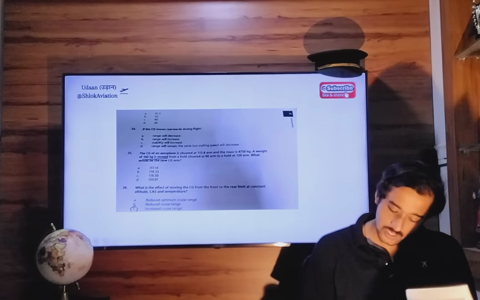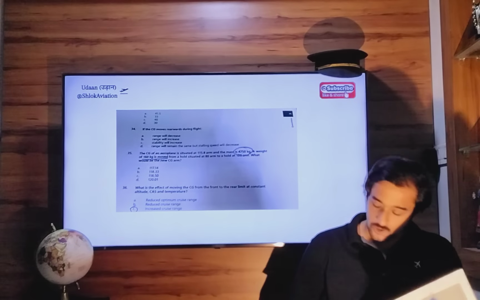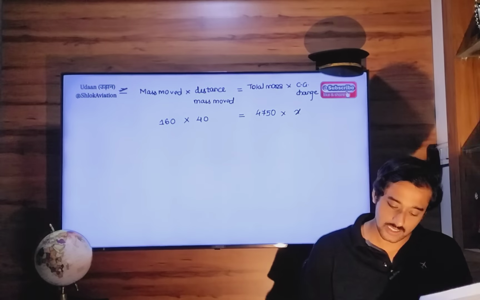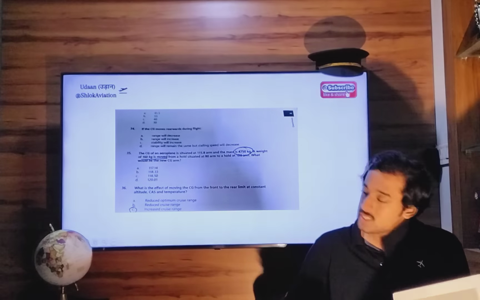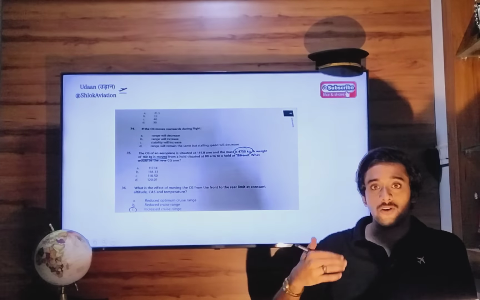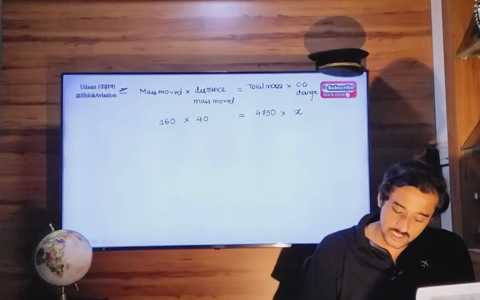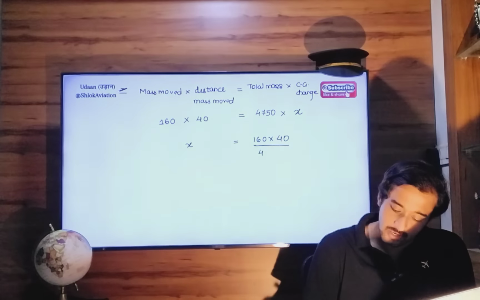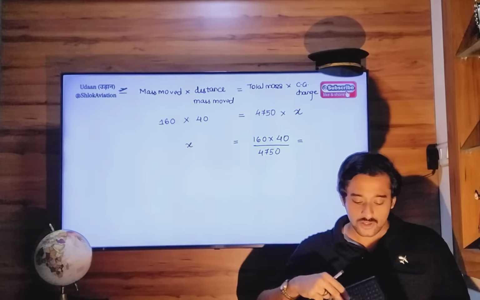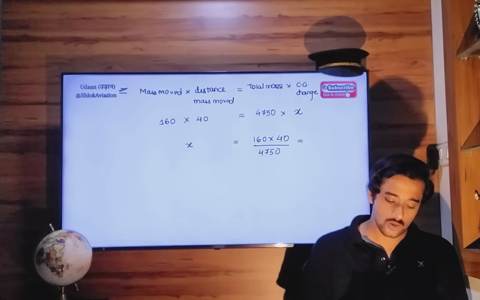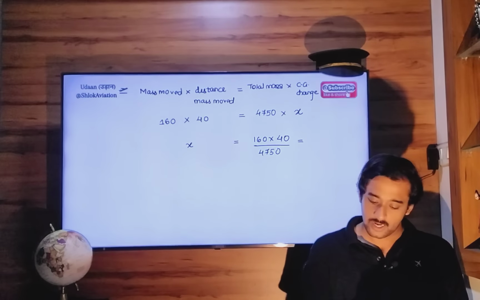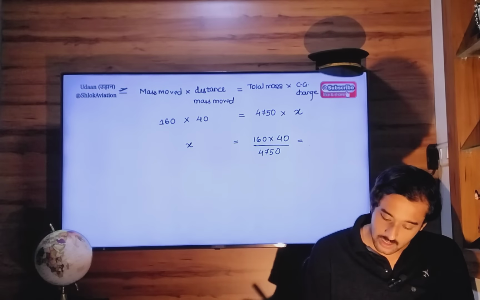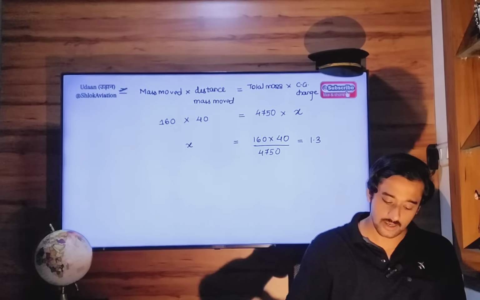Total mass of aircraft is 4750 multiplied by x, the CG change. Original CG is 115.8. We have to find out new CG. To find out new CG, we must first know x, which is 160 into 40 divided by 4750. So 160 into 40 divided by 4750 is 1.3. This is the change in center of gravity.